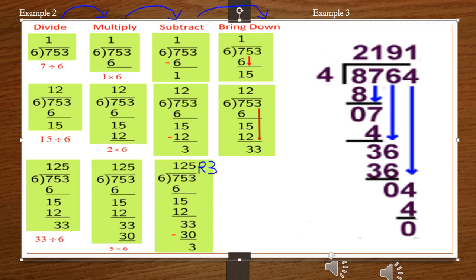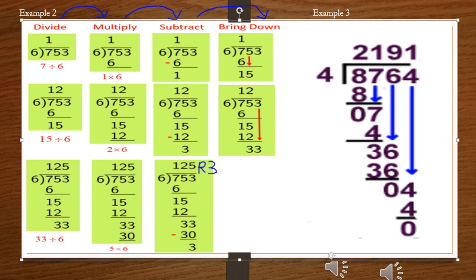Now, since I have no more numbers to bring down from the dividend, and the final answer is less than the divisor, I have finished my long division process. So the final answer is 125 with the remainder of 3.